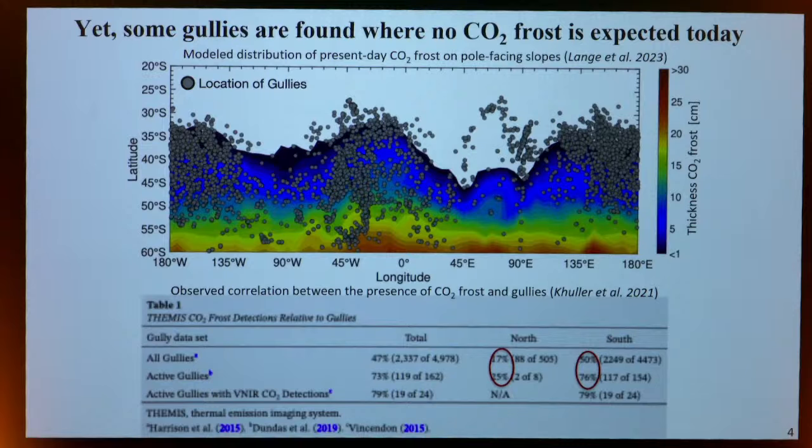So therefore, you can see actually two views on that. Perhaps not all of the gullies today are found where CO2 frost is found, but maybe because of the internal variability, because it takes a long time to form, maybe it's actually formed in the recent past. Or maybe these gullies are formed during the past, when the CO2 cycle was more intense.